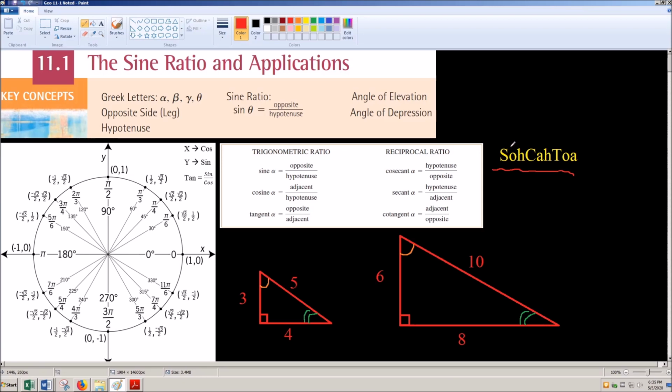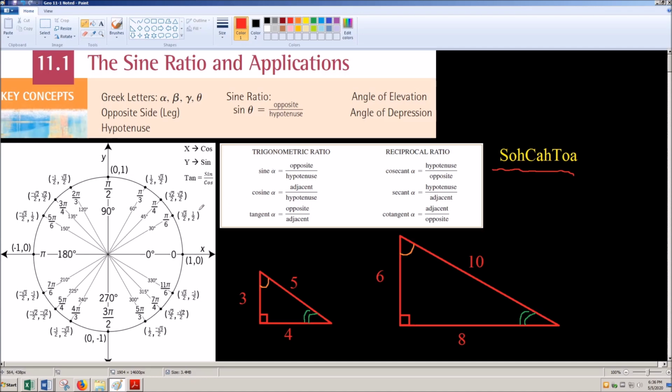So is sine, which is opposite over hypotenuse, right here. Ca, which is cosine, is adjacent over hypotenuse, right here. And then we have toa, tangent, which is opposite over adjacent. So when I reference SOHCAHTOA, that's what I'm referencing. It's just a way to help us remember what the ratio of sides is with each of these trigonometric ratios.